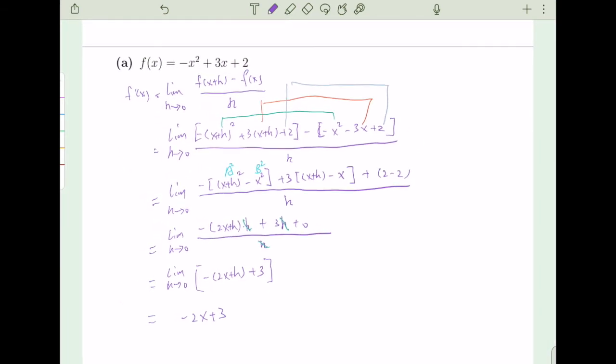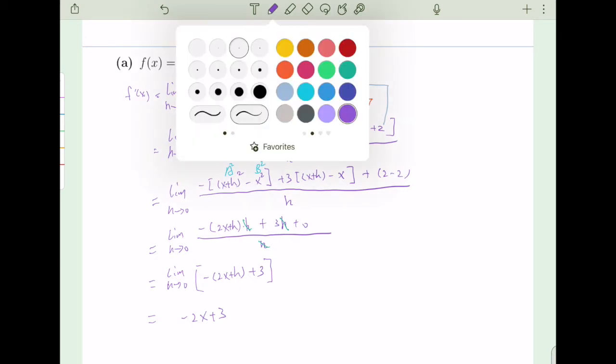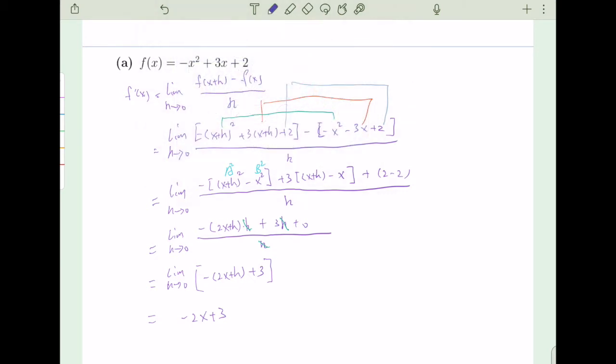That is our answer. And now we can use the rule to verify this answer by taking the derivative directly. By using the power rule, this is negative 2x plus 3. Right? Same as this expression here. So now we know that our answer is correct. So that is our question A.